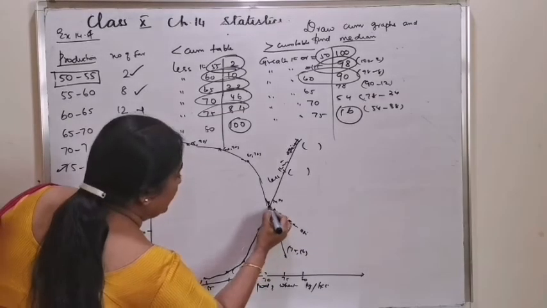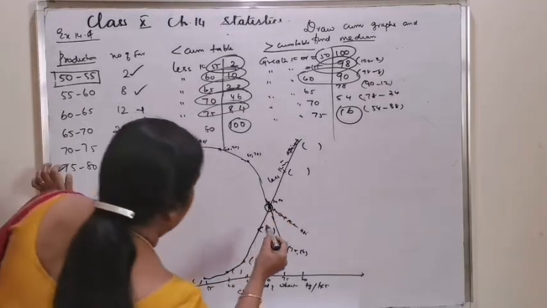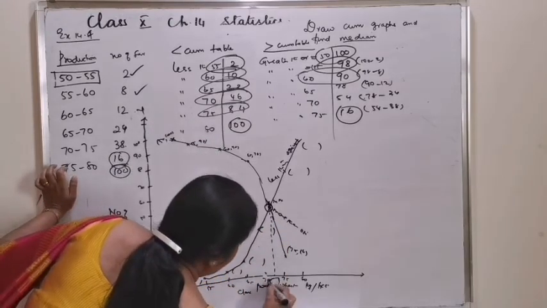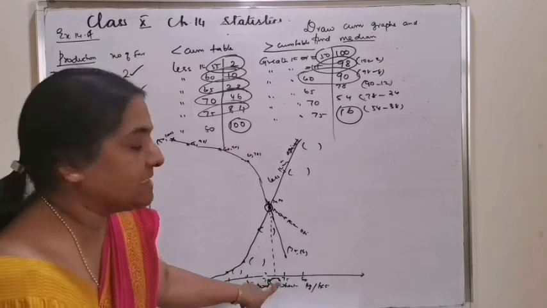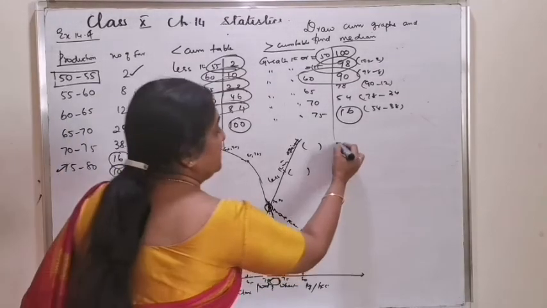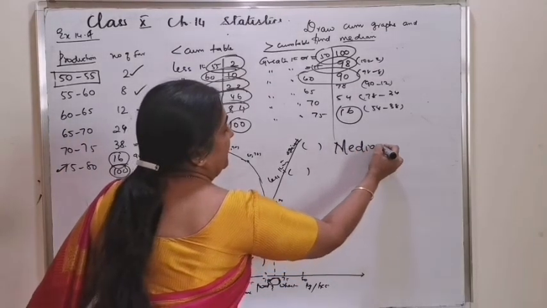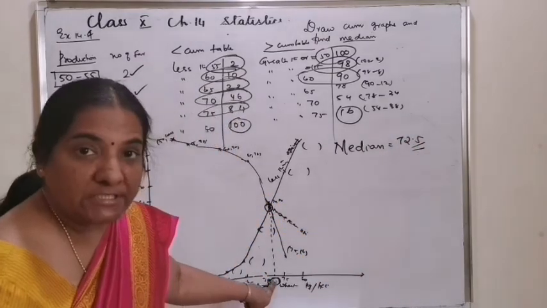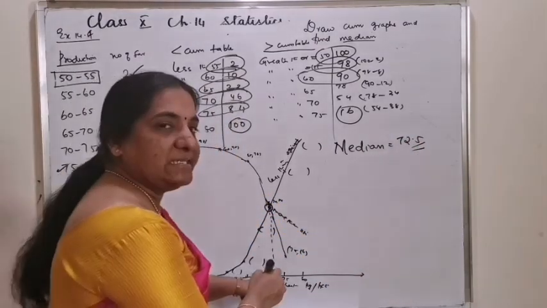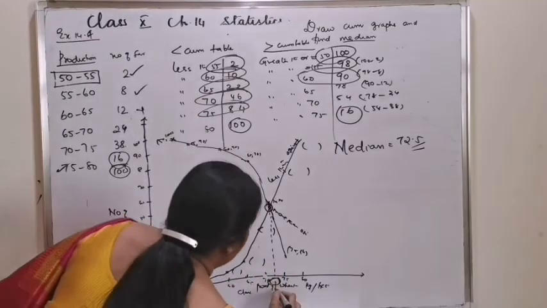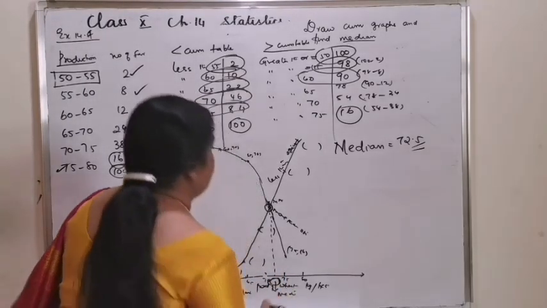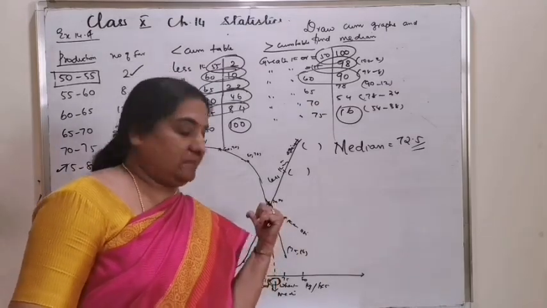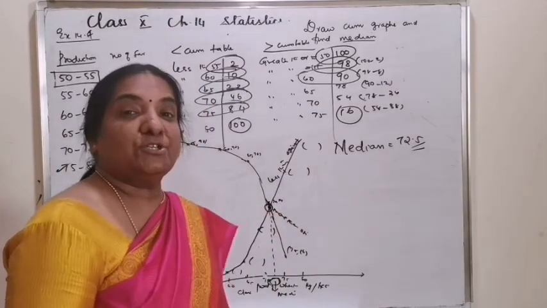The meeting point, if you just draw the perpendicular from that meeting point, whatever be the value on the x-axis, I can see that approximately it may be 72.5. The median is 72.5, where the meeting point, the x-axis, that value will give you the median. So this will be the way you will draw the graph.